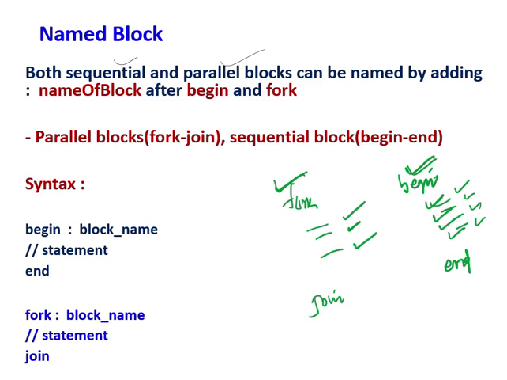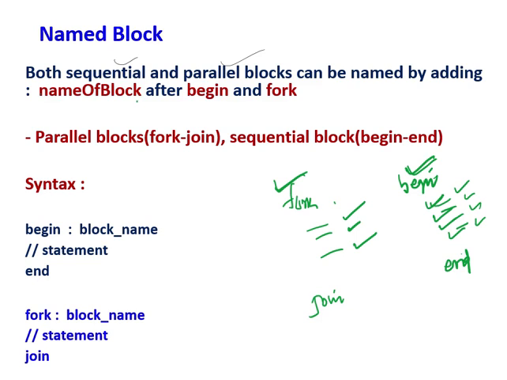And why is it used? This is used for adding names. These blocks can be named. All these blocks, fork, join and begin end, can be named by adding a colon and the name of the block after begin and fork. Okay, so what is the syntax?